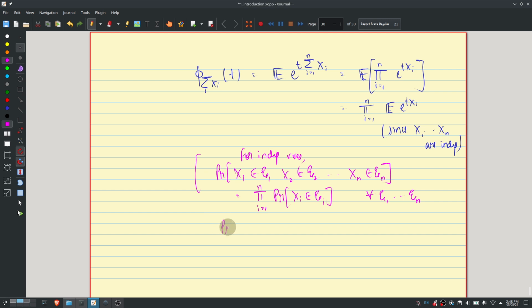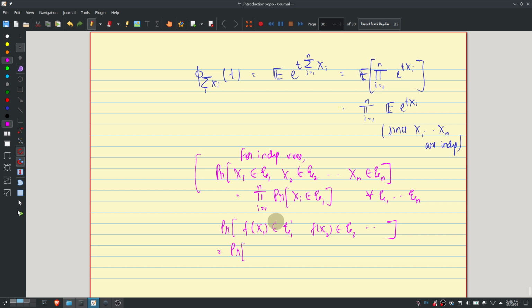So probability, let's say, that f of x1 belongs to, let me call it E1 prime, f of x2 belongs to E2 prime, and so on. All right, this is some quantity. This is equal to the probability that f of x1 is in E1 prime. It happens if and only if x1 lies in some other E1 double prime, which is f inverse of E1 prime.